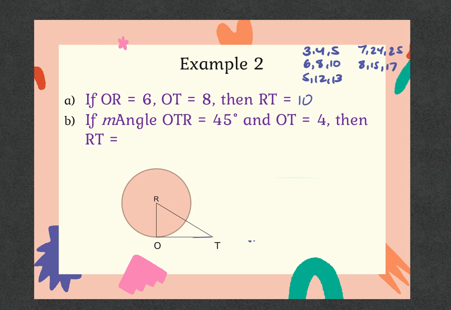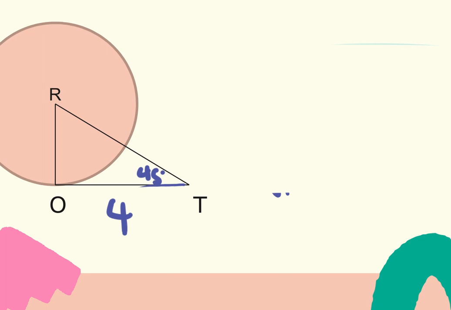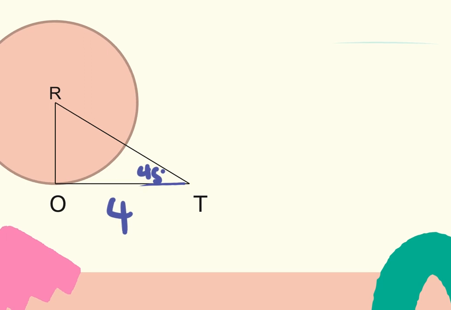Okay, B says if the measure of angle OTR, which is this angle out here, is 45 degrees, and OT is 4, then find RT. Now what kind of triangle do I have? Isosceles right, which is also 45, 45, 90. The relationship of the side lengths on a 45, 45, 90 triangle are opposite the 45 would be the A's, and opposite the 90 would be A root 2. So if 4 equals A, then RT equals 4 square root 2.